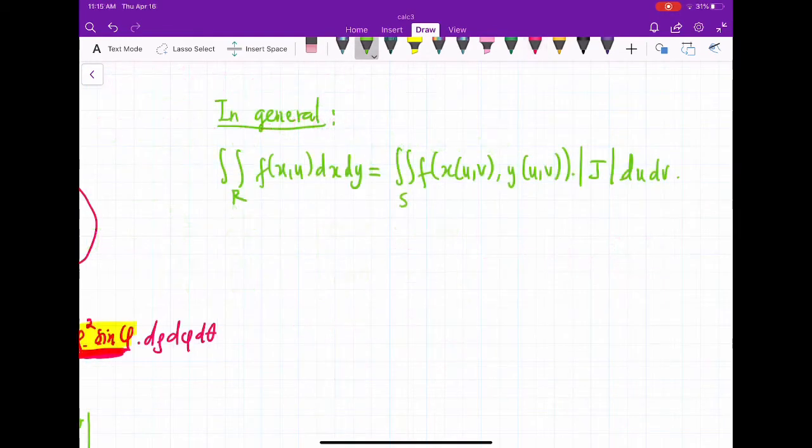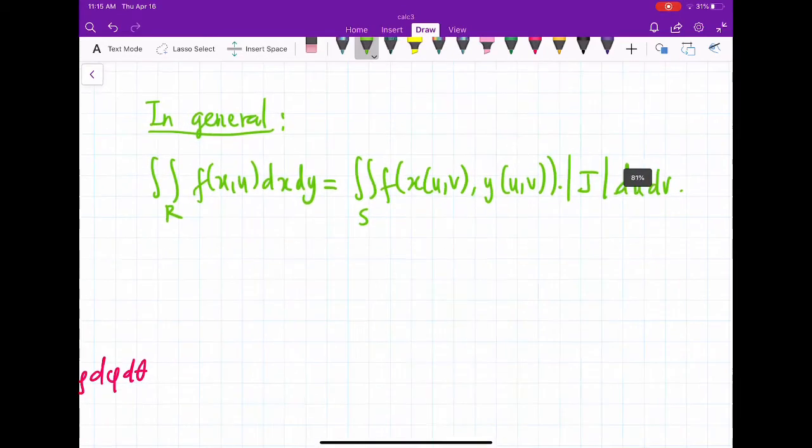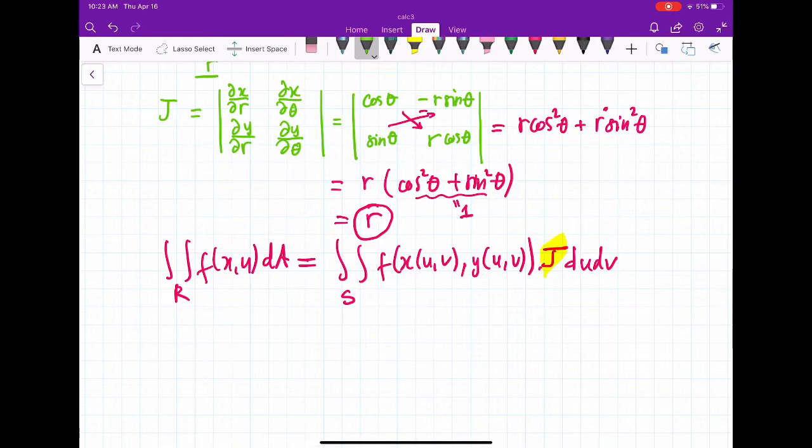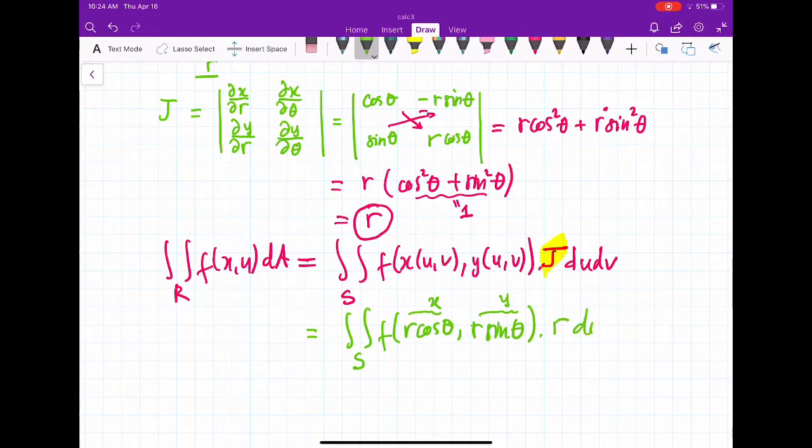Makes sense? In general, if you want to change variables in your integral, you need to find the Jacobian, and in the integral with the new variables, you have to multiply by the absolute value of the Jacobian. This is true for triple integrals too. Make sense? When you go from rectangular to polar coordinates, you have the following: f of r cosine theta, that is x, f of r sine theta, that is y, times the Jacobian, which is r, dr d theta.